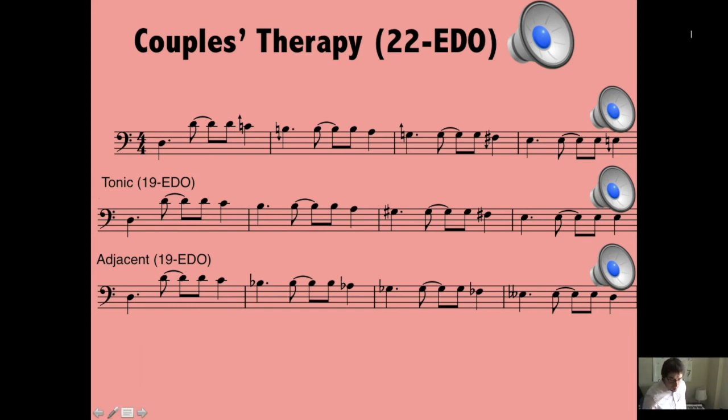So let me show you how the bass line sounds in 19 if we use a tonic approach. If we compare each note to the tonic, we have different steps, really, and we actually have a diatonic scale. That really doesn't sound like it works. Like, that B doesn't divide the G sharp like it should, and then the E sounds way too low.